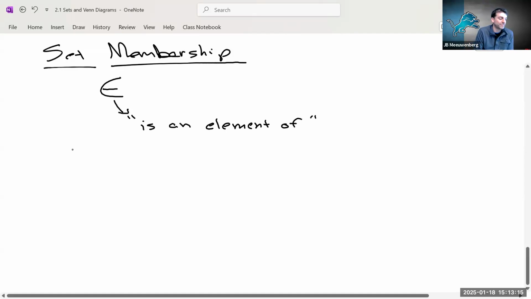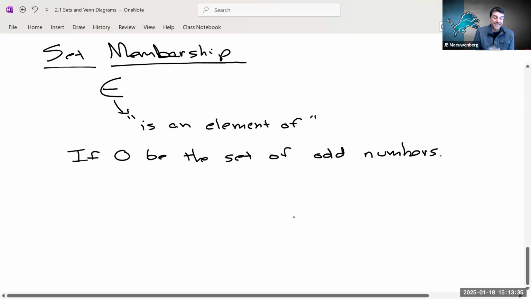Is an element of. Okay, so for one example, let set O be the set of odd numbers. Then we could take some number, say the number 3, for example. We could say 3 is an element of set O. So that's the number 3. That is set O, right? 3 is an element of set O.